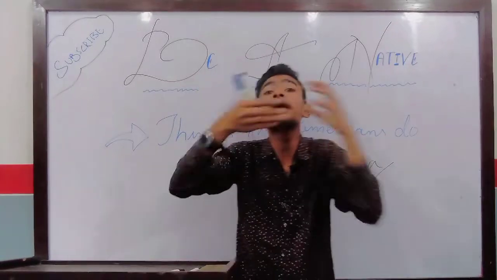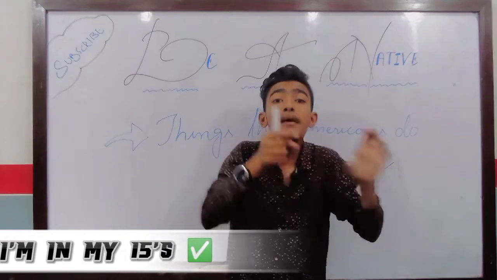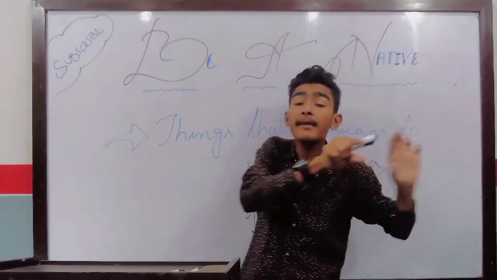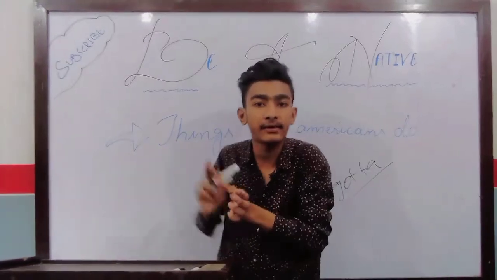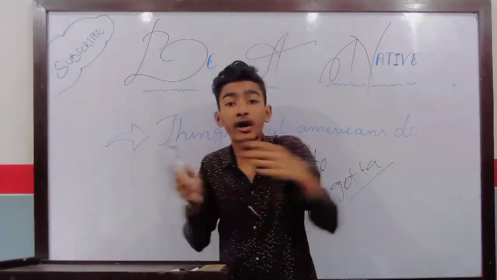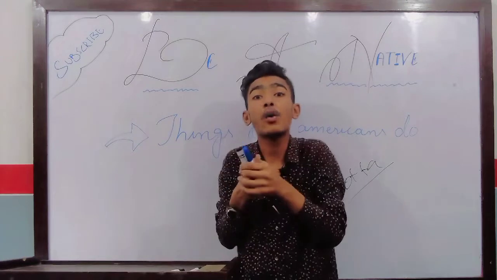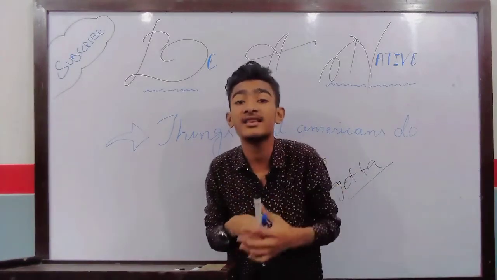Instead of using I'm 15 years old, I'm 25 years old, you can say, I'm in my 15s. What am I doing? I'm saying I'm in my, and in the age number, I'm placing an S at the end of the sentence. So you can say, I'm in my 15s. Or if you are 20 years old, you can say, I'm in my 20s. That's what the Americans use, and that's how the Americans tell their age in the very best way.